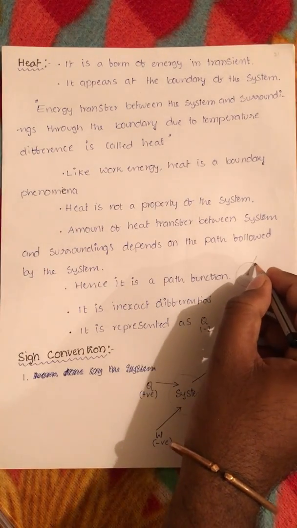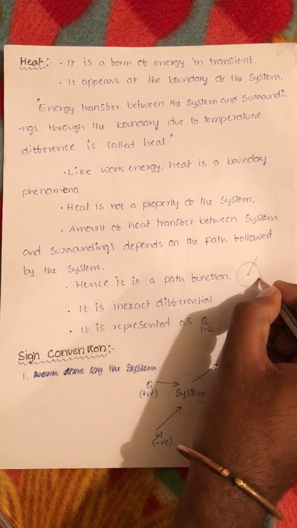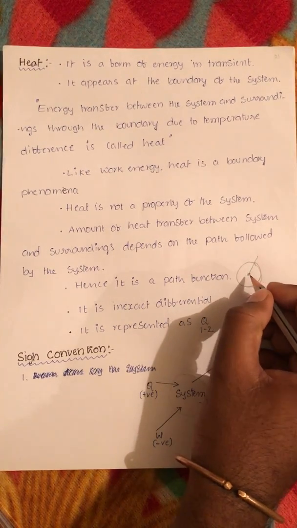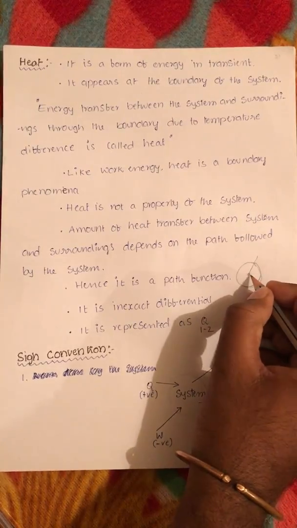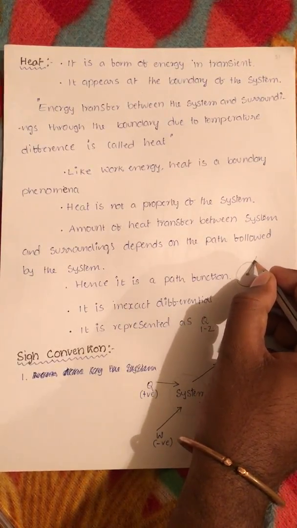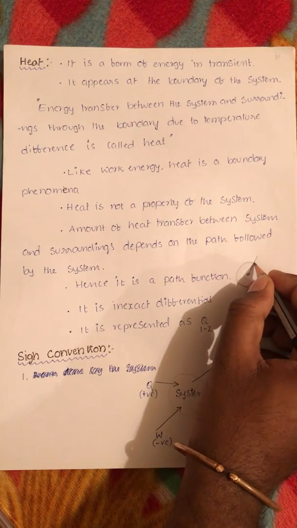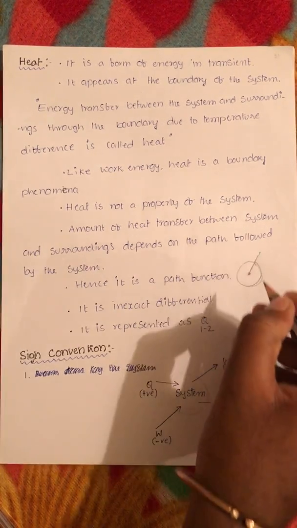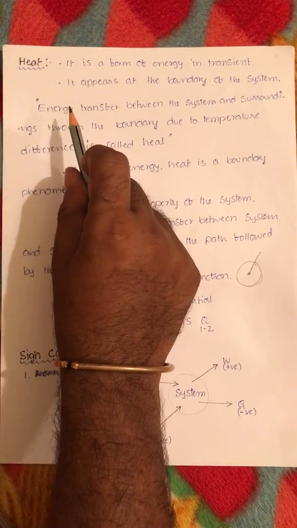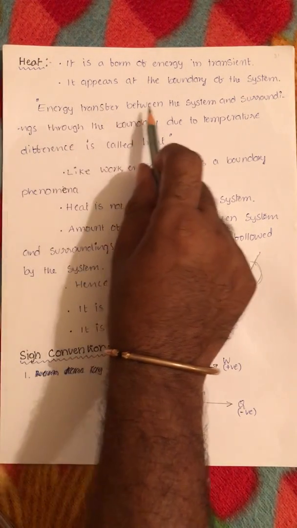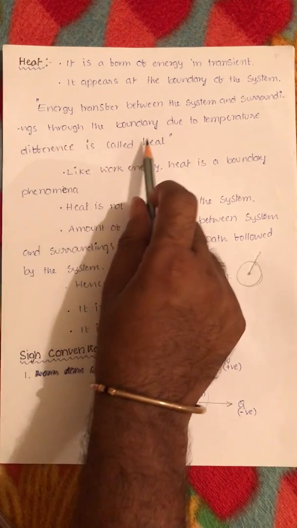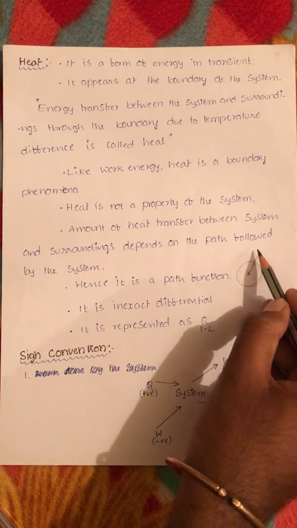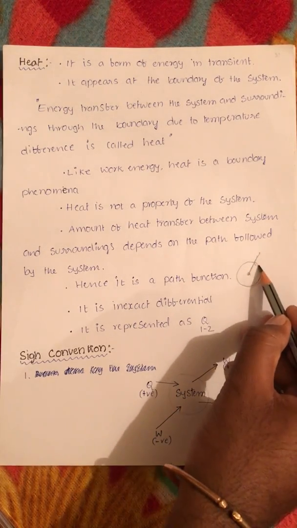Let us consider a simple example. This is the system. It has heat inside, and it is at a higher temperature than the surrounding. Then heat transfer takes place from inside to outside through the boundary, since it is exposed to the surrounding. Heat transfer takes place from the system to the surrounding. So that is what we have written here: energy transfer between system and surrounding through the boundary due to temperature difference is called heat. Because of temperature difference, energy transfer through the boundary only is called heat.